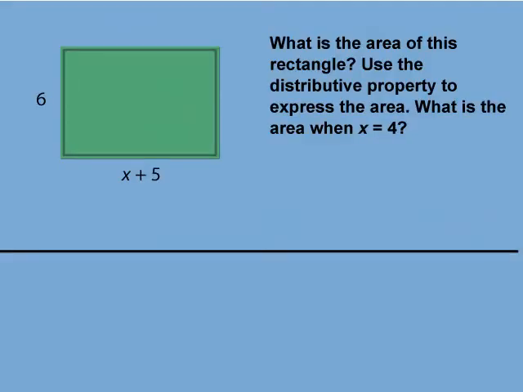What is the area of this rectangle? Use the distributive property to express the area. What is the area when x is equal to 4? The area of a rectangle is the product of the length and the width. With this rectangle, the length is a variable expression. The area of the rectangle is the product of these two expressions, 6, and the quantity x plus 5.